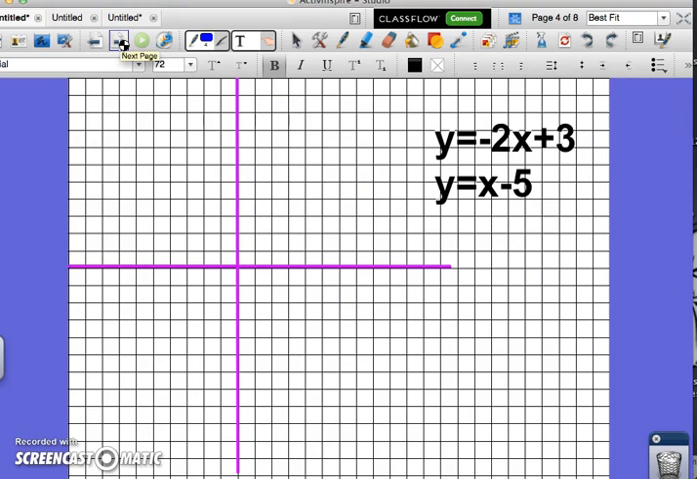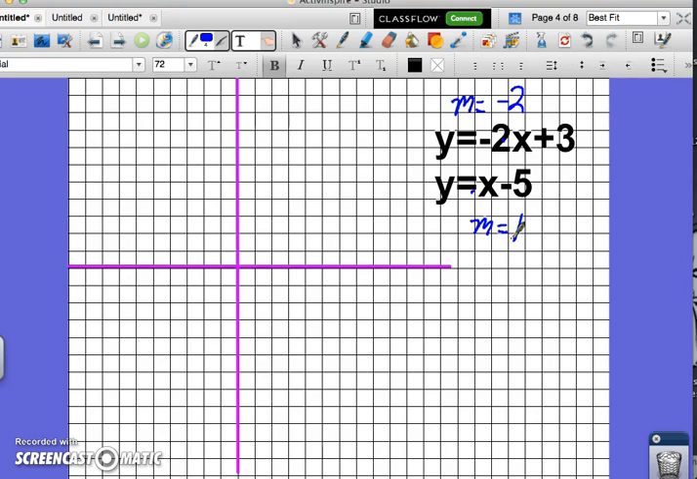So let's try another one. So we've got this one here. Let's look at it first of all. Do they have the same slope? They don't have the same slope. The top one has a slope of -2. The bottom one has a slope of 1. So the slopes are different, so they're not going to be parallel. They also can't be the same line. So we know we're dealing with a consistent independent system.